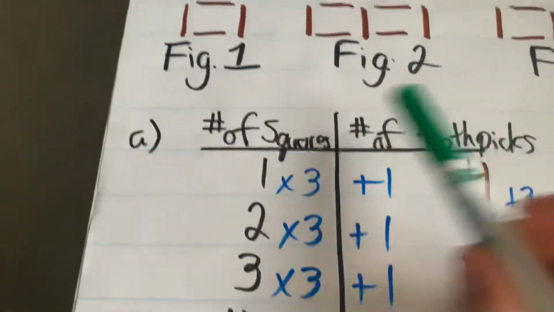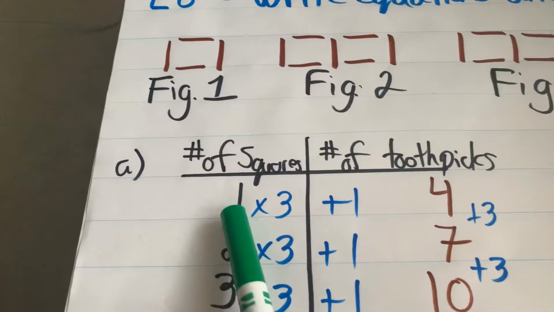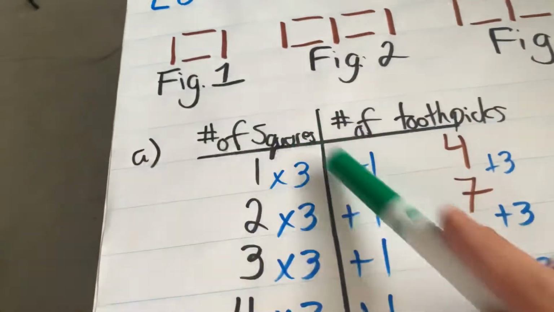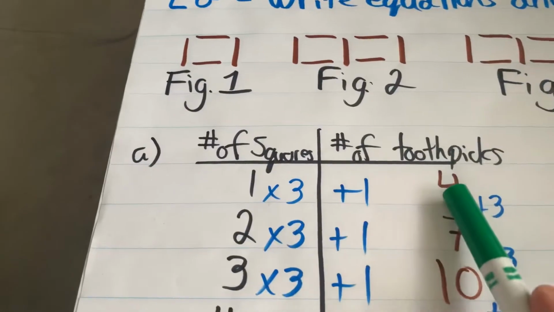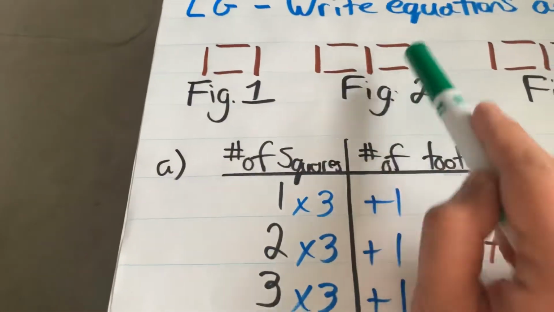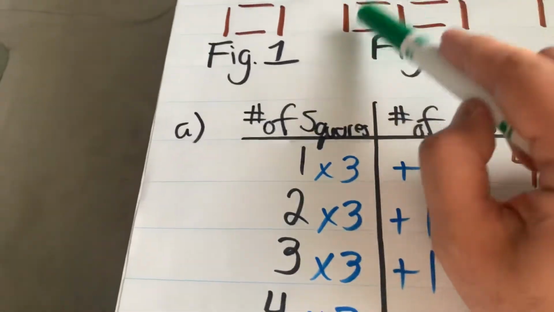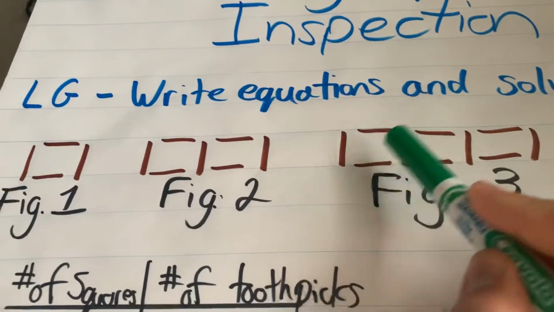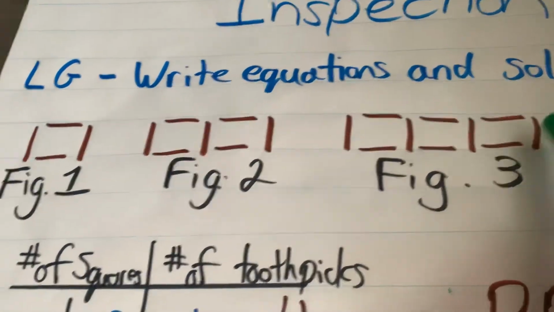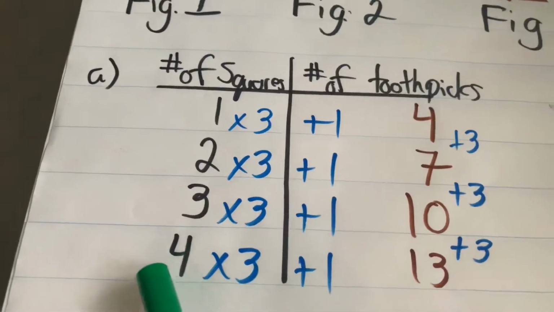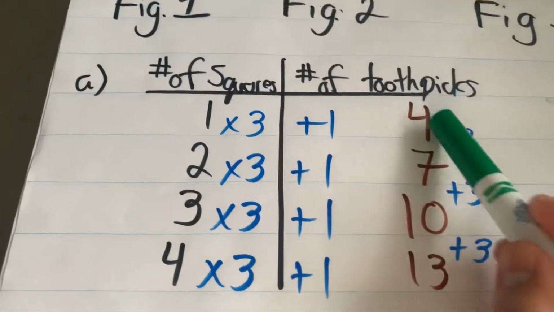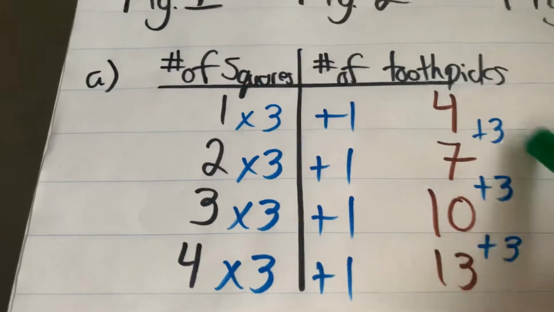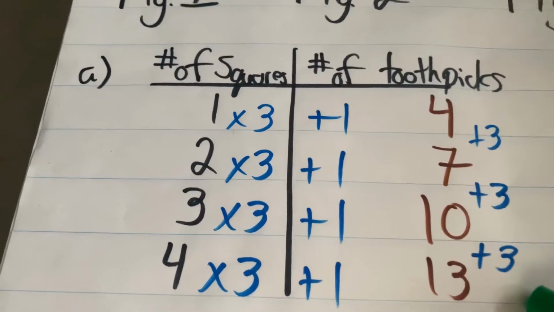So first, figure 1. I have number of squares, number of toothpicks. There's 1 square in figure 1, 4 toothpicks. There's 2 squares in figure 2. That's 1, 2, 3, 4, 5, 6, 7 toothpicks. Third figure, 1, 2, 3, 4, 5, 6, 7, 8, 9, 10 toothpicks. So 4, 7, 10, if I kept that going, it would be 13, which means there's a common difference of 3. It's going up by 3.